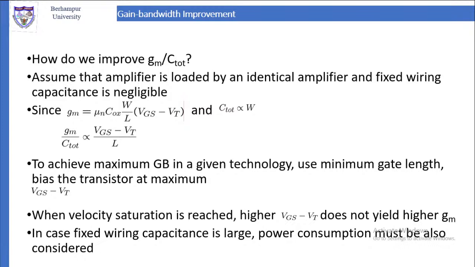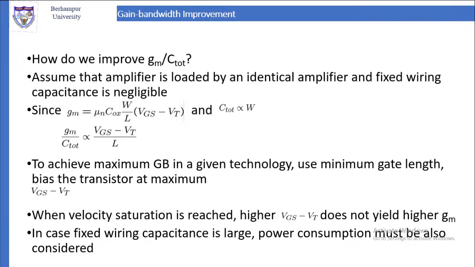How to improve GM by C total? We have found out GM by C total is proportional to VGS minus VT by L. So, to achieve maximum gain bandwidth, that is, to improve GM by C total in any given technology, use minimum gate length. If L is reduced, GM by C total will increase. Then bias the transistor at maximum, which means VGS minus VT should be maximum.